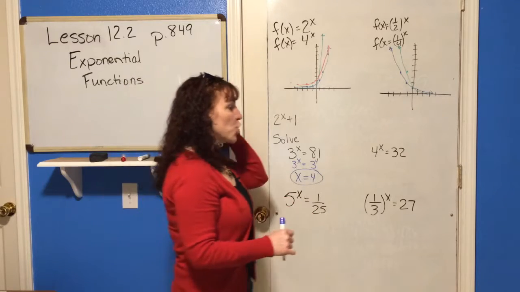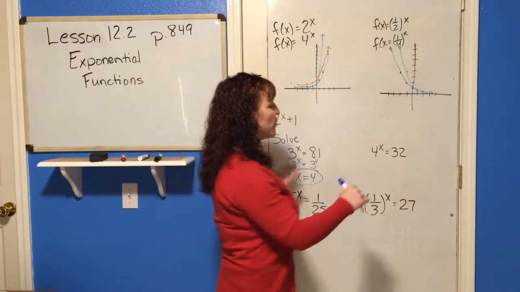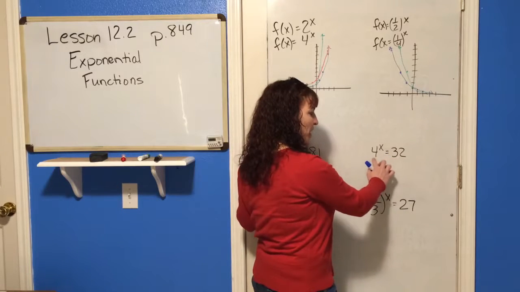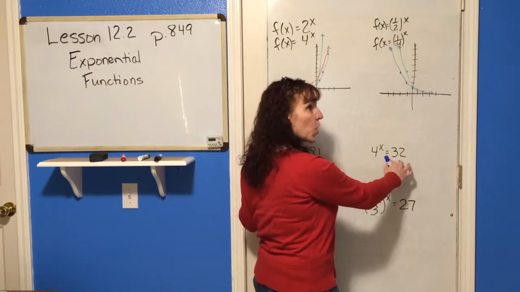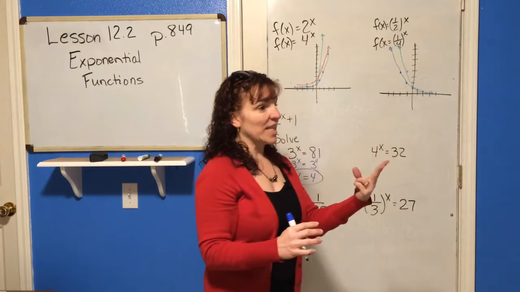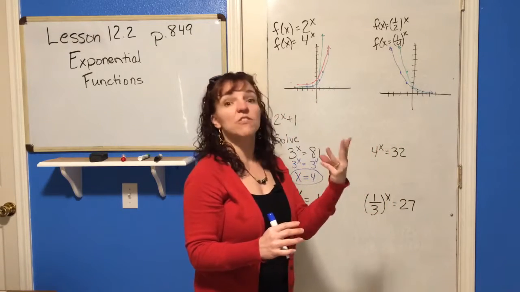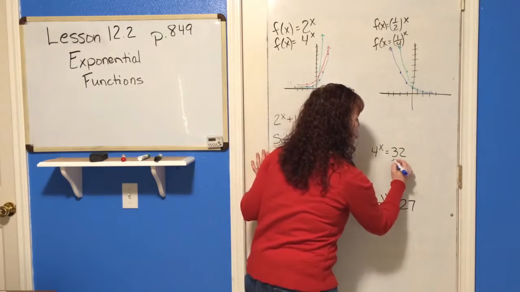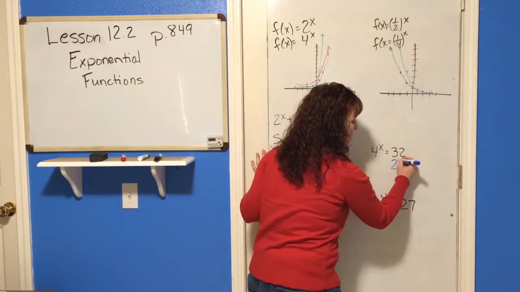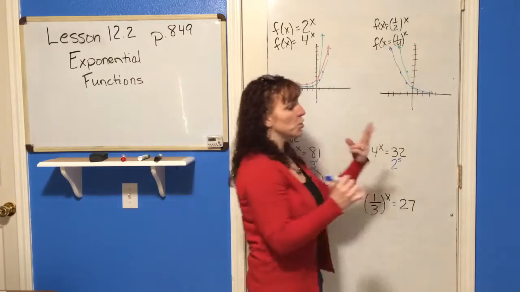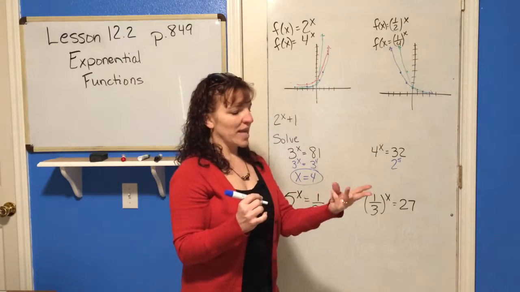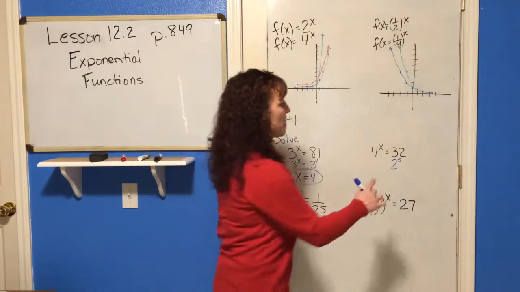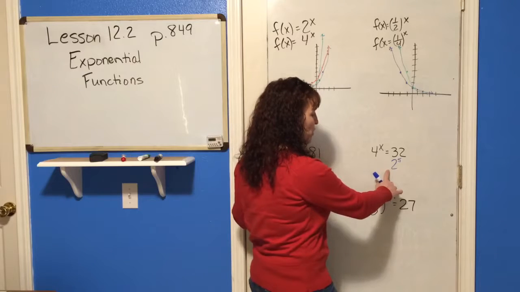All right? So what happens, though, if you can't put that other number into the same base? Because 4 times 4 is 16, and 16 times 4 is 64. And that's not going to work. But I know that 32 is 2 to the 5th power, right? 2 times 2 is 4. 4 times 2 is 8. 8 times 2 is 16. 16 times 2 is 32. So that's 5. Well, what happens if we do this?